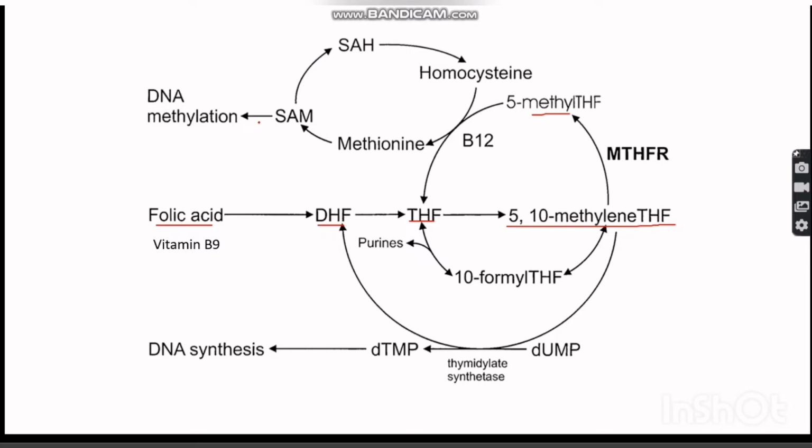Then methionine will be converted into SAM, then S-adenosyl homocysteine, and then again homocysteine. And this SAM is required for the reaction of DNA methylation. Similarly, when 5,10-methylene tetrahydrofolate is converted back into dihydrofolate, this reaction is involved in the production of DNA synthesis. So this pathway is involved in the methylation of DNA as well as the production of DNA.